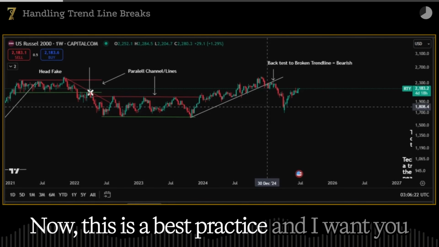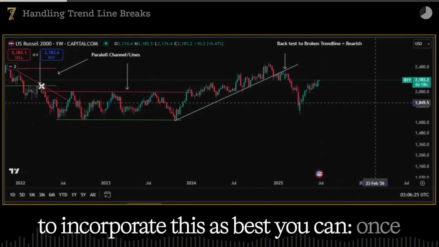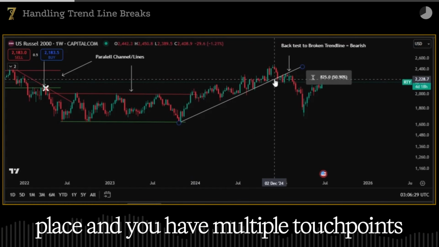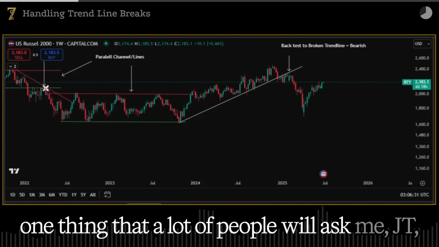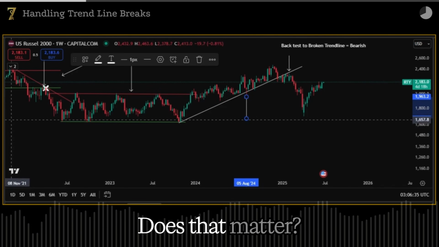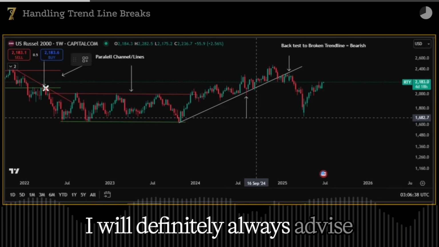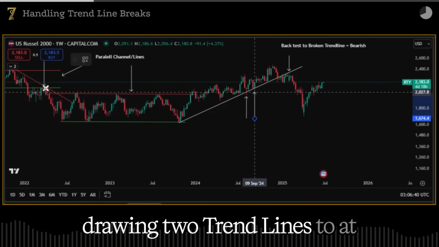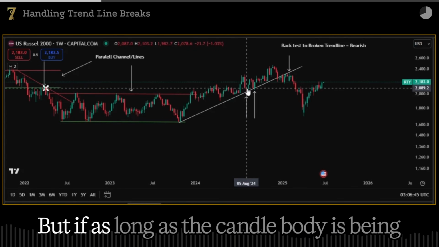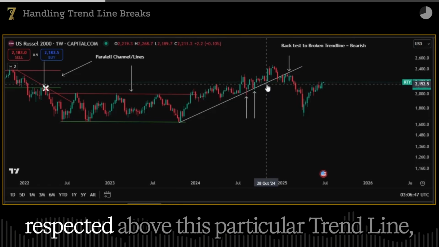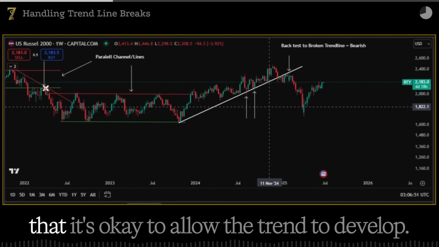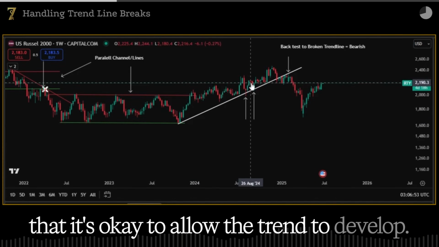Now, this is a best practice, and I want you to incorporate this as best you can. Once you start to identify that there's a trend in place and you have multiple touch points, one thing that a lot of people will ask me, JT, is what happens if we lose support with a wick? Does that matter? I will definitely always advise drawing two trend lines to at least connect the dots, so to speak. But as long as the candle body is being respected above this particular trend line, I'll make it a little bit bolder so you can see that, it's okay to allow the trend to develop.